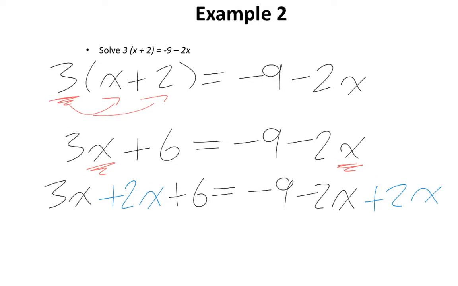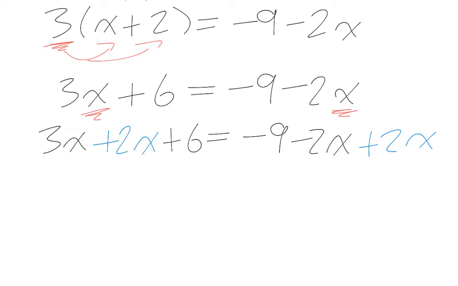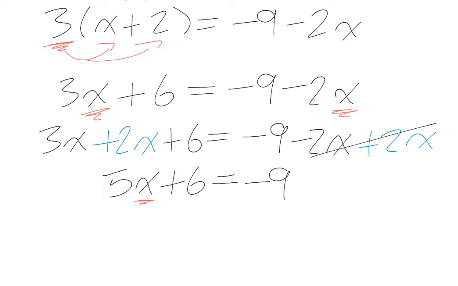All we need to do now is simplify some of these terms. So 3x plus 2x is 5x, the plus 6 stays the same, negative 9 stays the same, and negative 2x plus 2x cancels out. I want to isolate x. However, x is stuck with a multiply by 5 and a plus 6. Remember, we need to do the opposite of BEDMAS, so we're going to deal with this plus 6 first, which means we're going to subtract 6 from both sides of the equation.